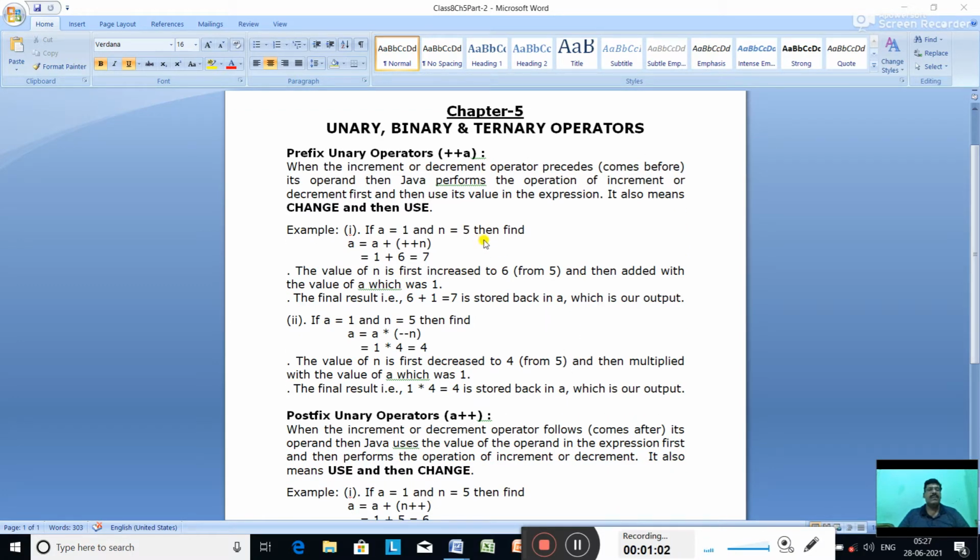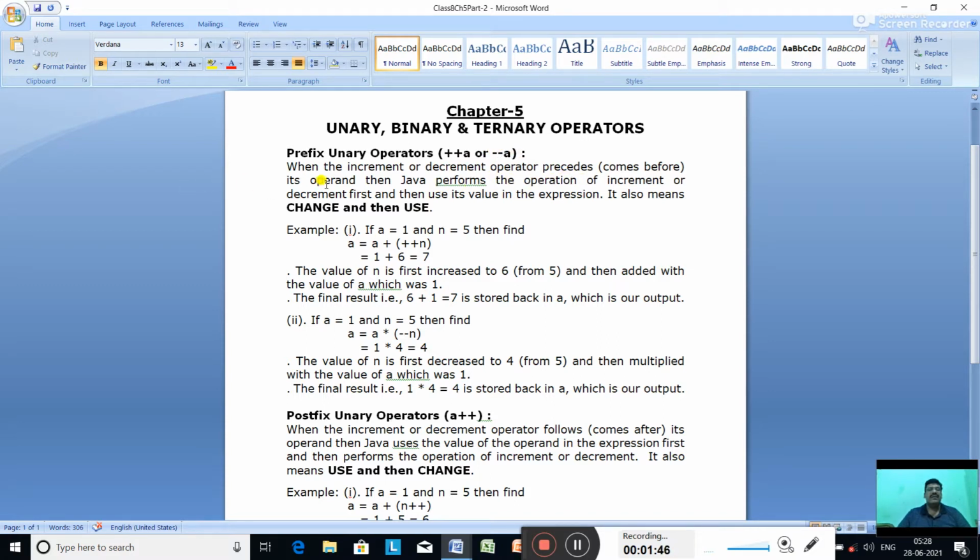Now, what is the prefix unary operator? When the increment or decrement operator precedes, means comes before its operand, like plus plus a. Here plus plus has come before the operand. It can be plus plus a or it can be minus minus a. So when the operator comes before its operand, Java performs the operation of increment or decrement first. If it is plus plus, the value will be increased by 1. If it is minus minus, the value will be decreased by 1 first.